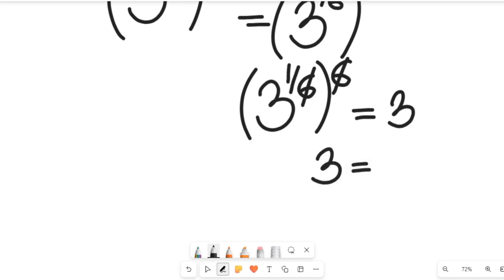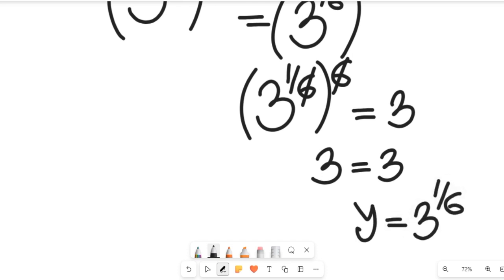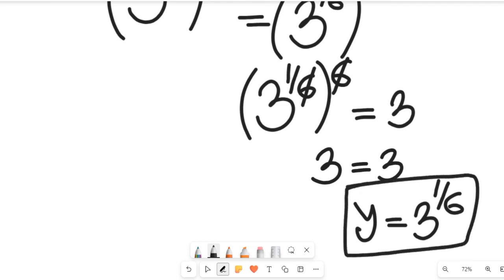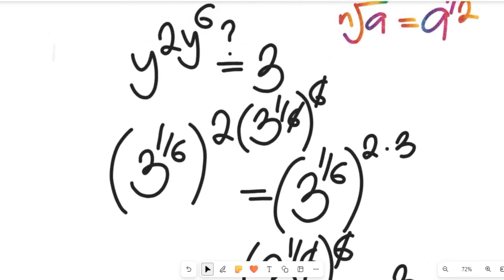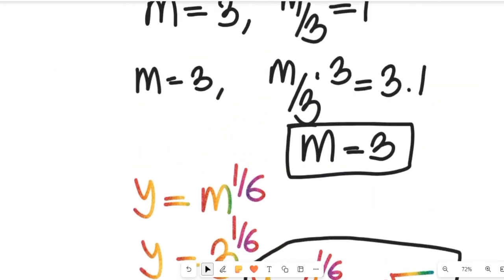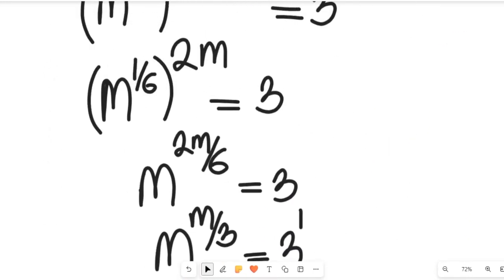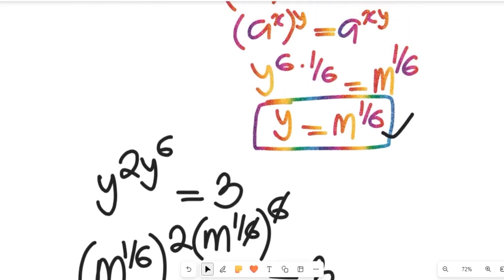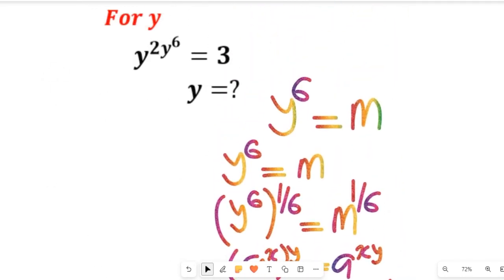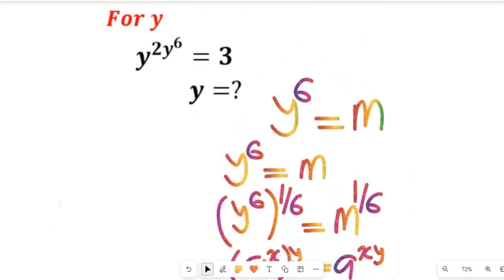So what does that tell us? That tells us that the value of y equal to 3 to the power of 1 divided by 6 is a solution that satisfies that tricky exponential equation that was given to us right from the beginning of this solution. You see? Very easy. I know you did enjoy watching this video.